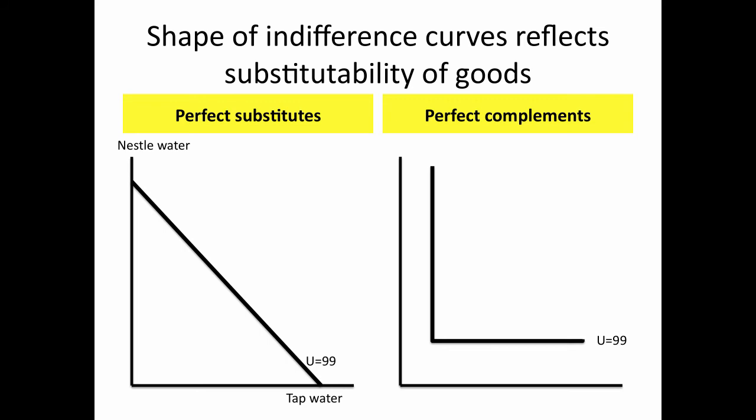With perfect complements, we end up with an indifference curve that looks like this L-shaped curve that I'm highlighting with the mouse. An example of goods where we might have perfect complements are pairs of shoes. So we have a left shoe and a right shoe. We need one of each to give us a pair of shoes, and we think of those as perfect complements.